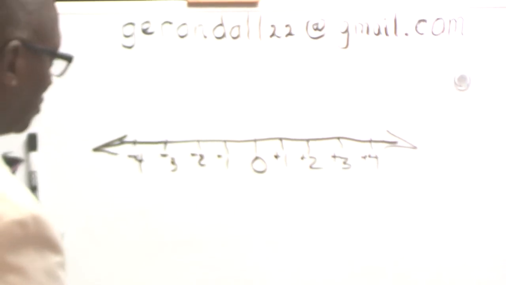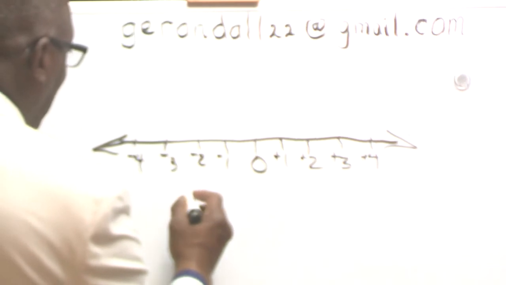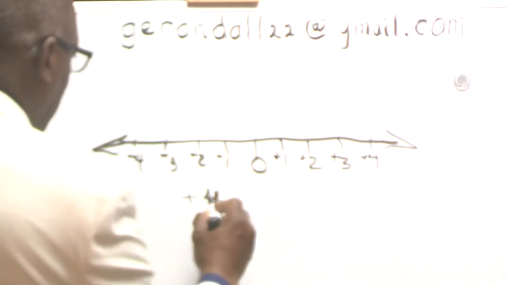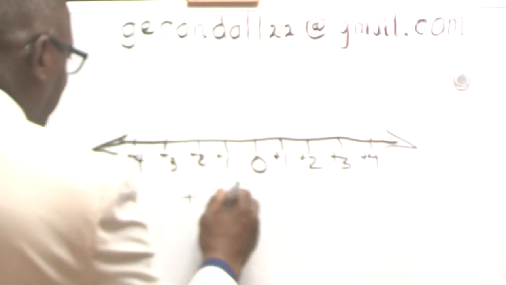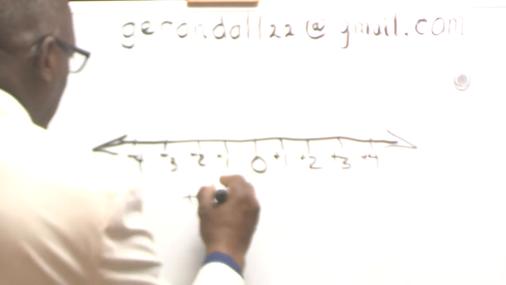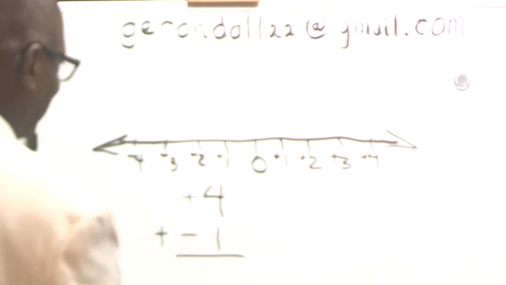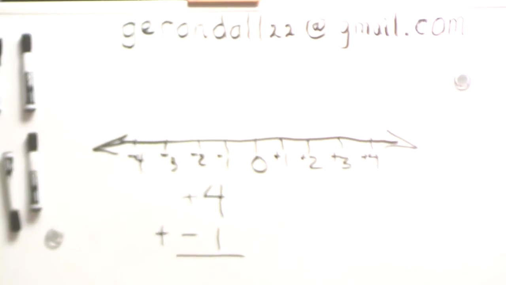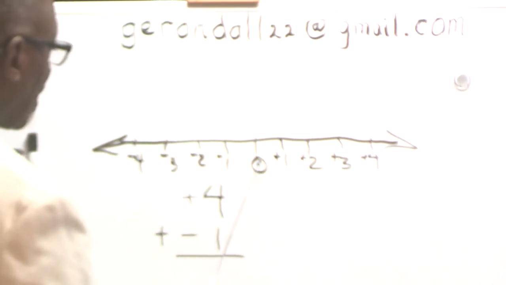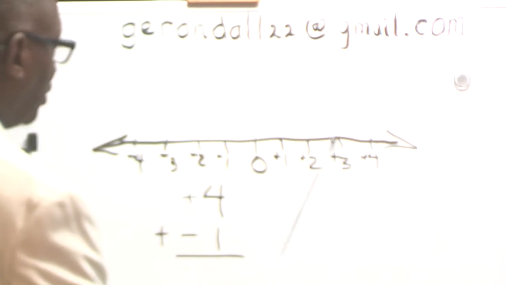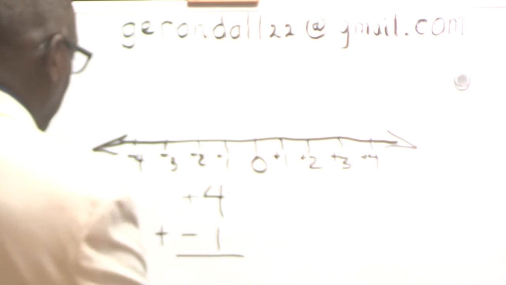Now, rules. A positive 4, and we have erasers. Start over. And we're going to add a negative 1. What's the answer? Is it 5, 3, what have you? Now with the number line, and we kept it simple, we're going to count 4 units to the right. 1, 2, 3, 4. And then we're going to come back 1 unit. So the answer is positive 3.